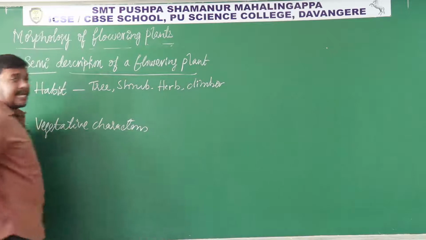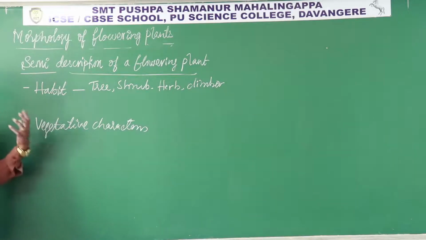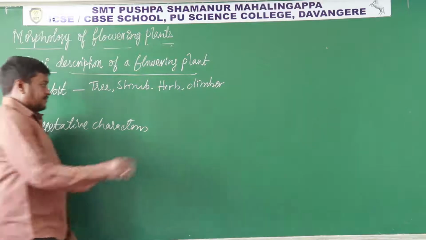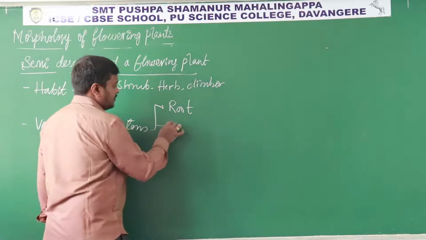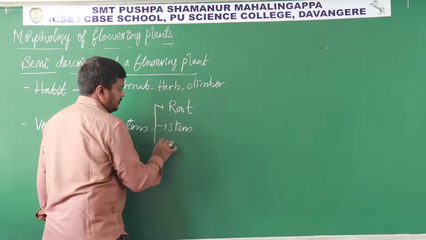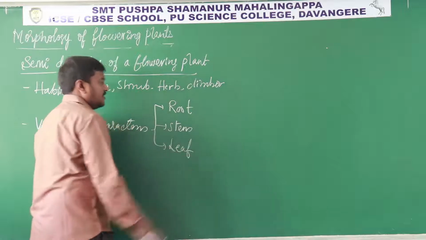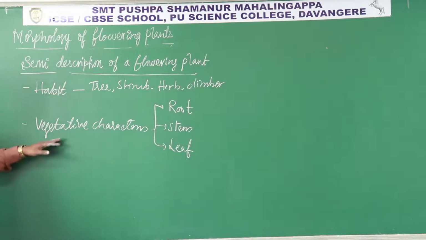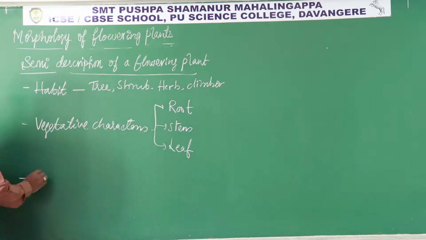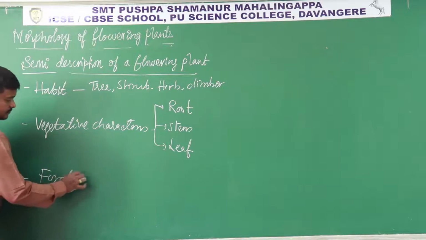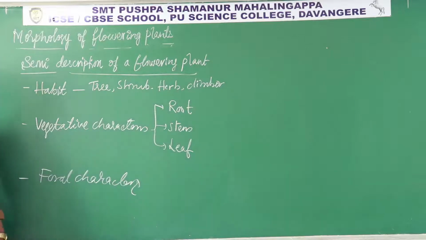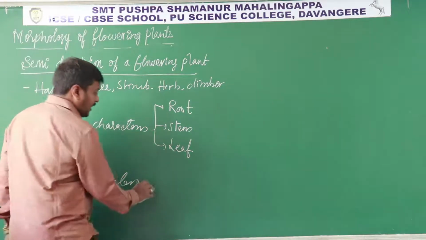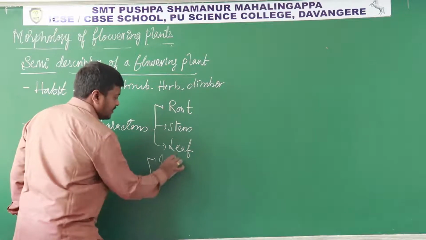These vegetative characters are the externally appearing characters, starting with the root, then stem, then leaf. Root, stem and leaves come under vegetative characters. After the vegetative characters, we are going to write the floral characters. This floral characters part begins with inflorescence.